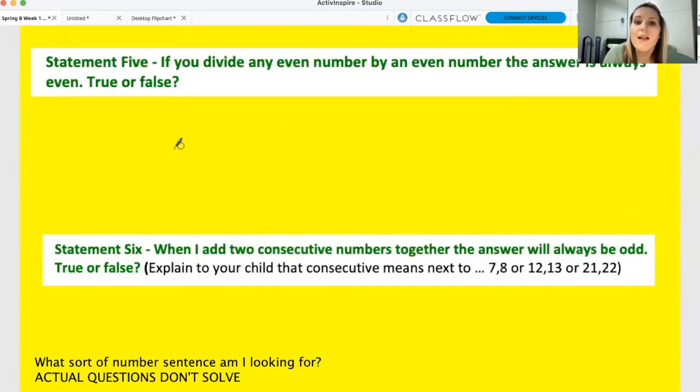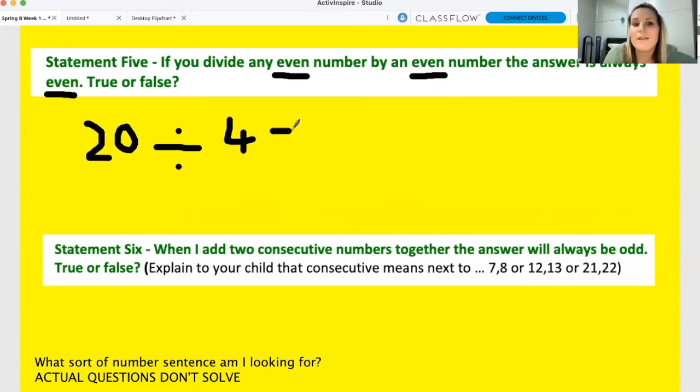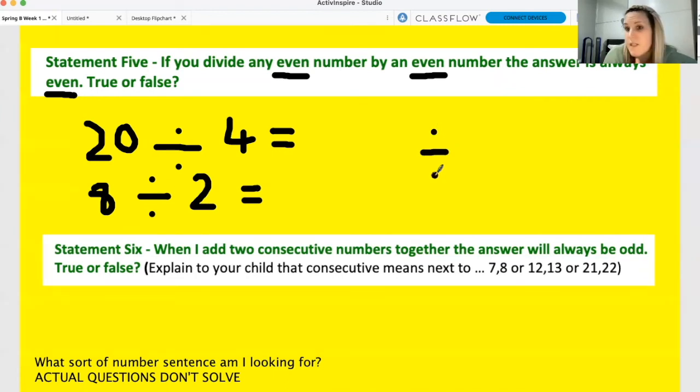Statement 5, if you divide any even number by another even number, the answer is always even. So that's a tricky one. So an even number divided by another even number to see if the answer is even. So I could pick 20 divided by 4 and see if my answer is even. I could pick 8 divided by 2. Any even number divided by another even number. Be careful with this one, because if you choose to divide it by a number that doesn't fit into it, it might not work. And then statement 6, when I add two consecutive numbers together, the answer's odd.